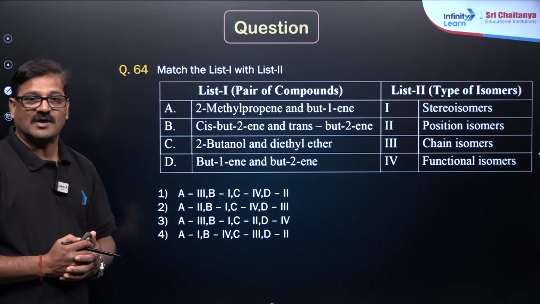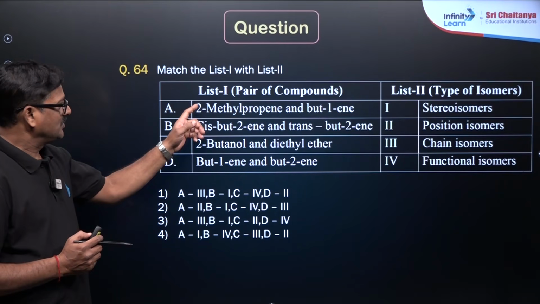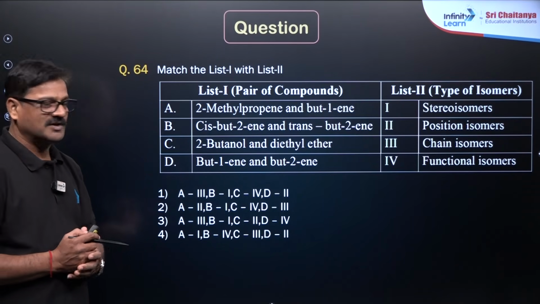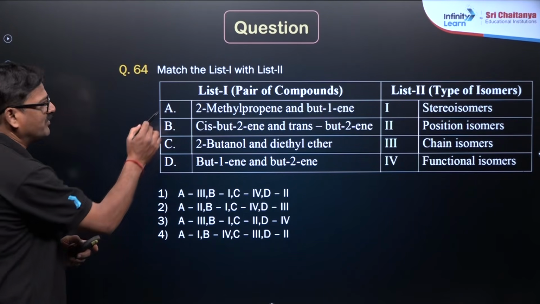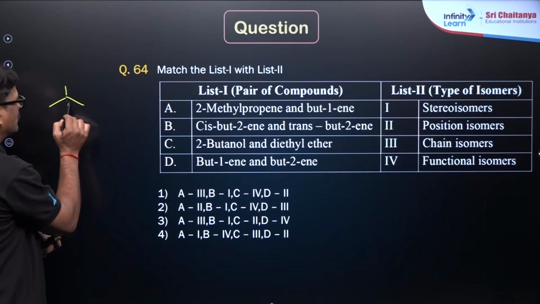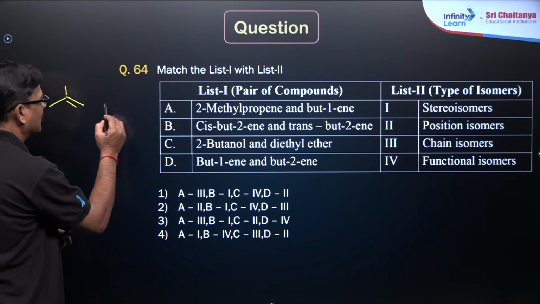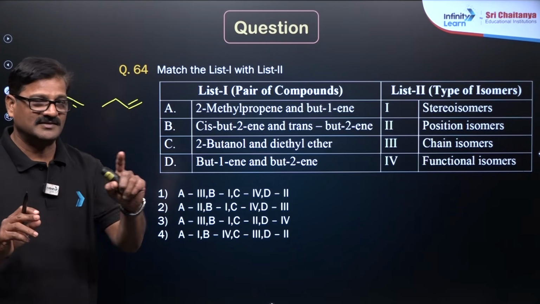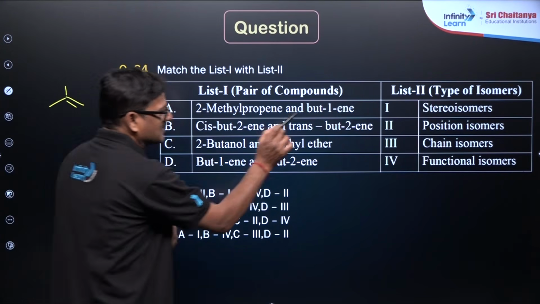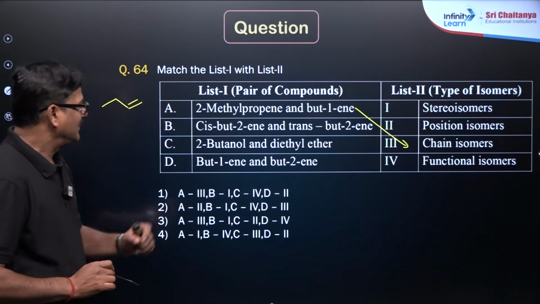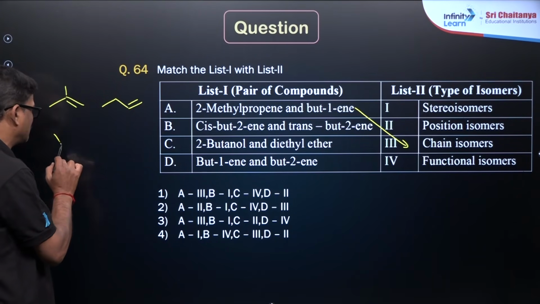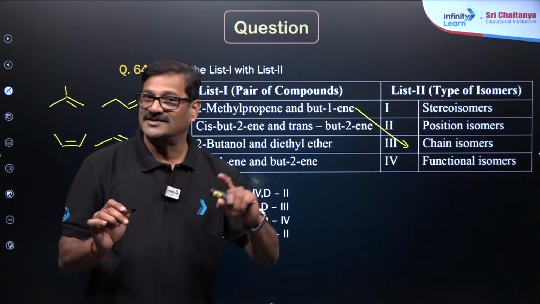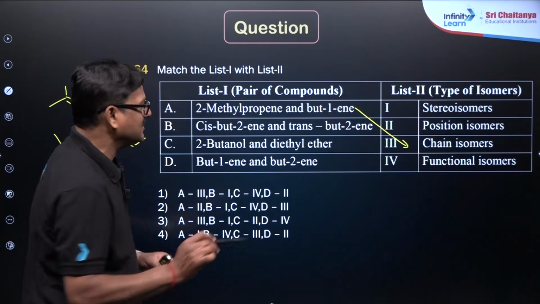Children, this question is based on isomerism. A list of compounds is given as pairs, and what type of isomerism they can show. Look at this, 2-methylpropene and but-1-ene. Both have the same molecular formula, but they differ in the length of the chain. So I want to say these are chain isomers. And cis-butene and trans-butene, this is cis-butene and this is going to be trans-butene, or geometrical isomers. The geometrical isomers come under stereoisomerism.